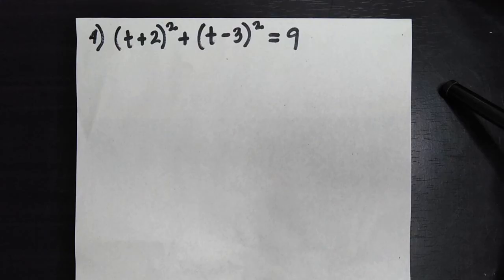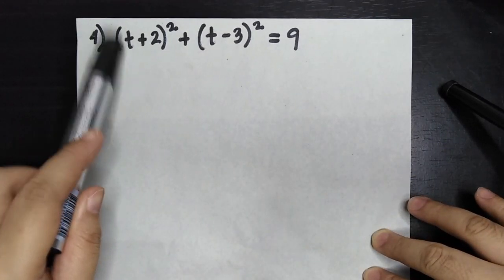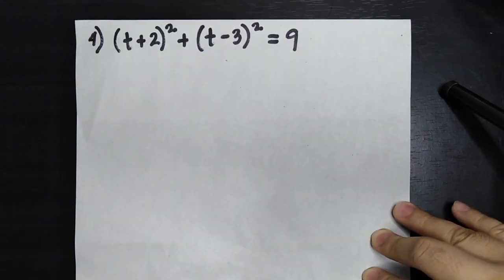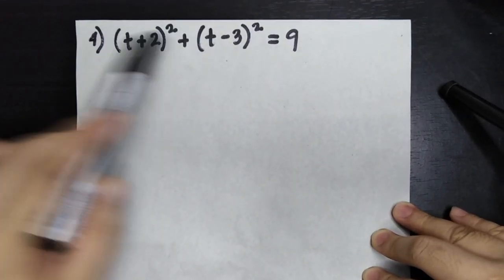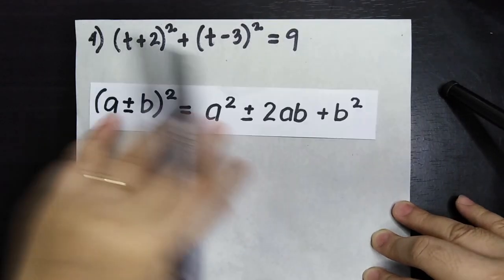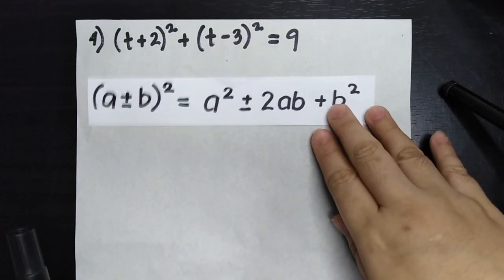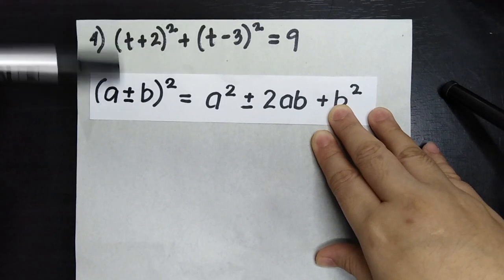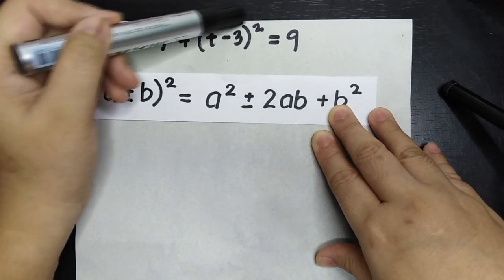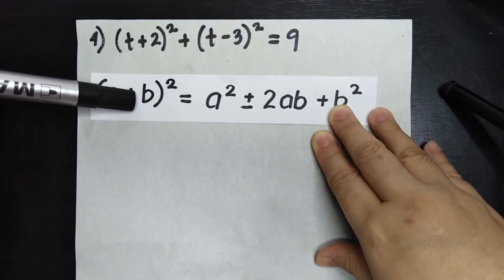for this equation. Now for our fourth example, we have the square of the quantity of t plus 2 plus the square of the quantity t minus 3 equals 9. So as you can see, dalawang square of binomials ang one side of our equation. And then, the other side is 9. So, unahin muna natin itong side na to kasi medyo complicated to and mahaba-haba to. So, balik tayo sa ating special products. So, this term represents A plus B. This term naman represents A minus B.